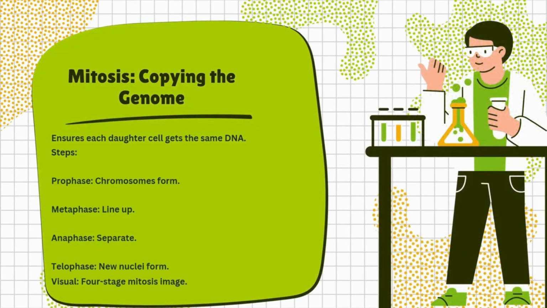Mitosis is how cells make exact copies of themselves. There are four main steps. Prophase, chromosomes form. Metaphase, they line up. Anaphase, they separate. And telophase, new nuclei form. After that, cytokinesis splits the cell into two identical daughter cells.